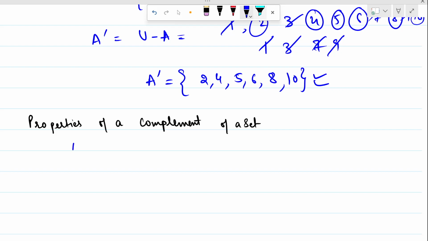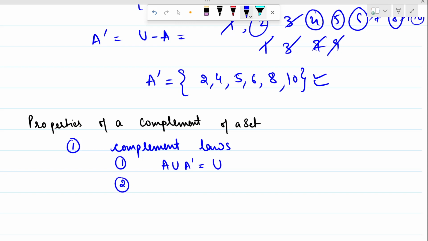First is complement laws, where A union A dash is a universal set, and A intersection A dash is a disjoint set, so it is a null set.